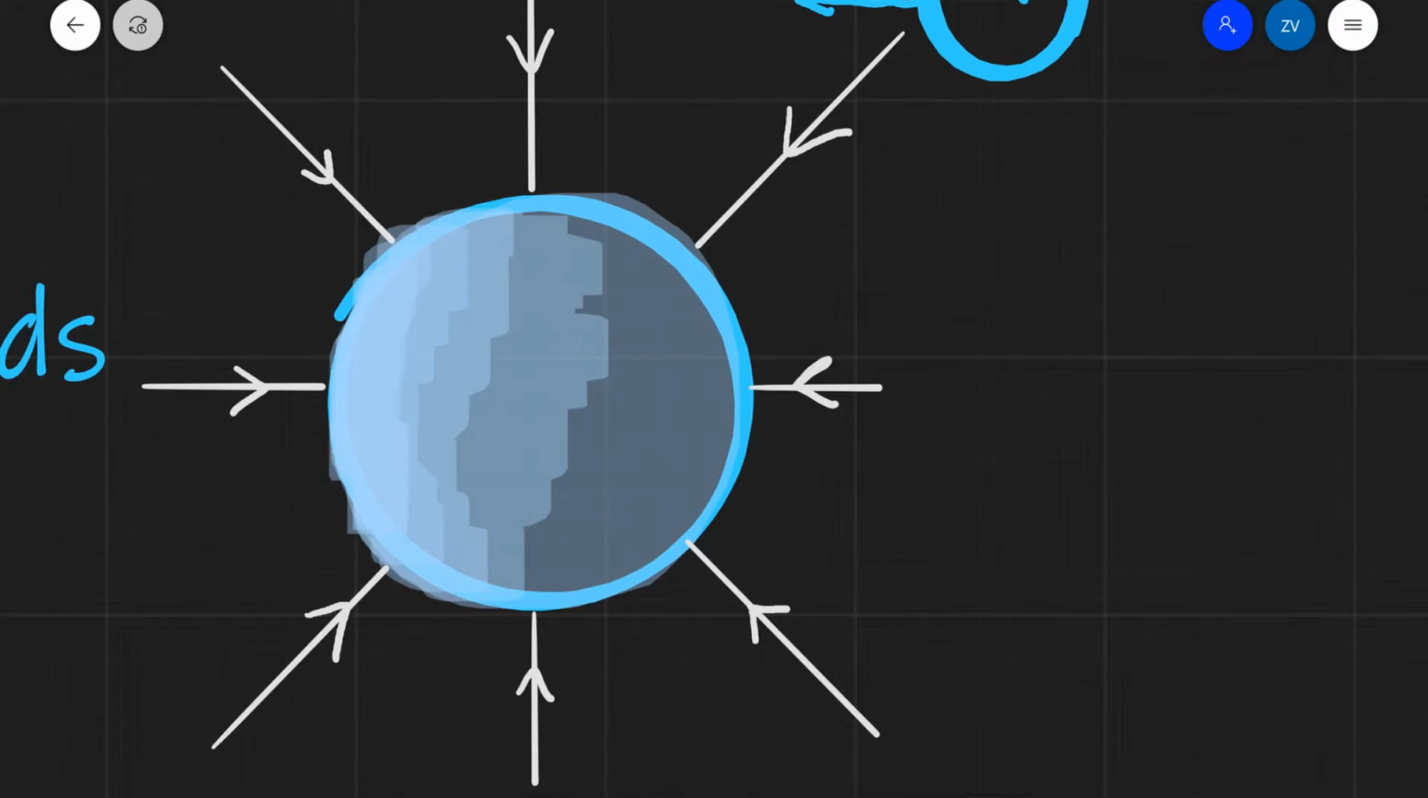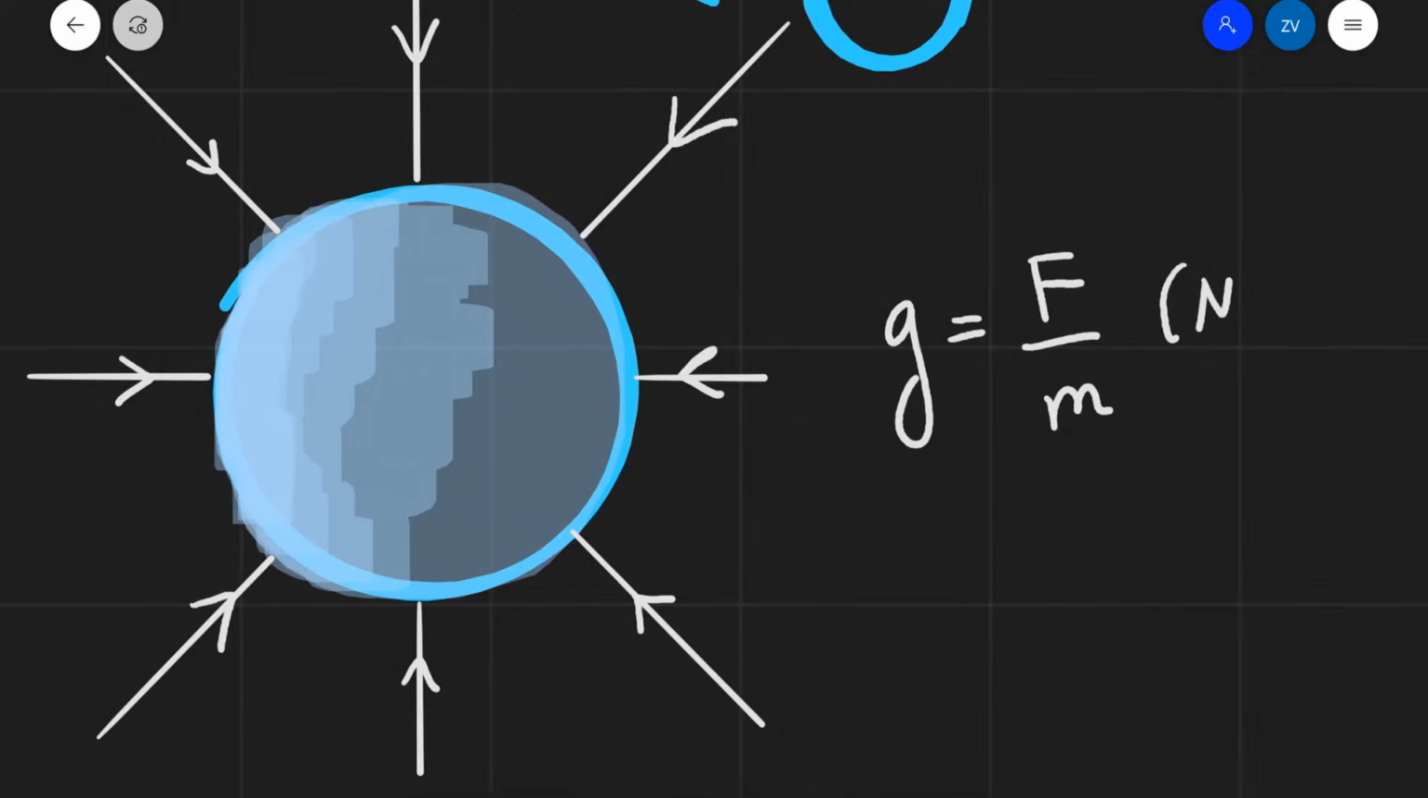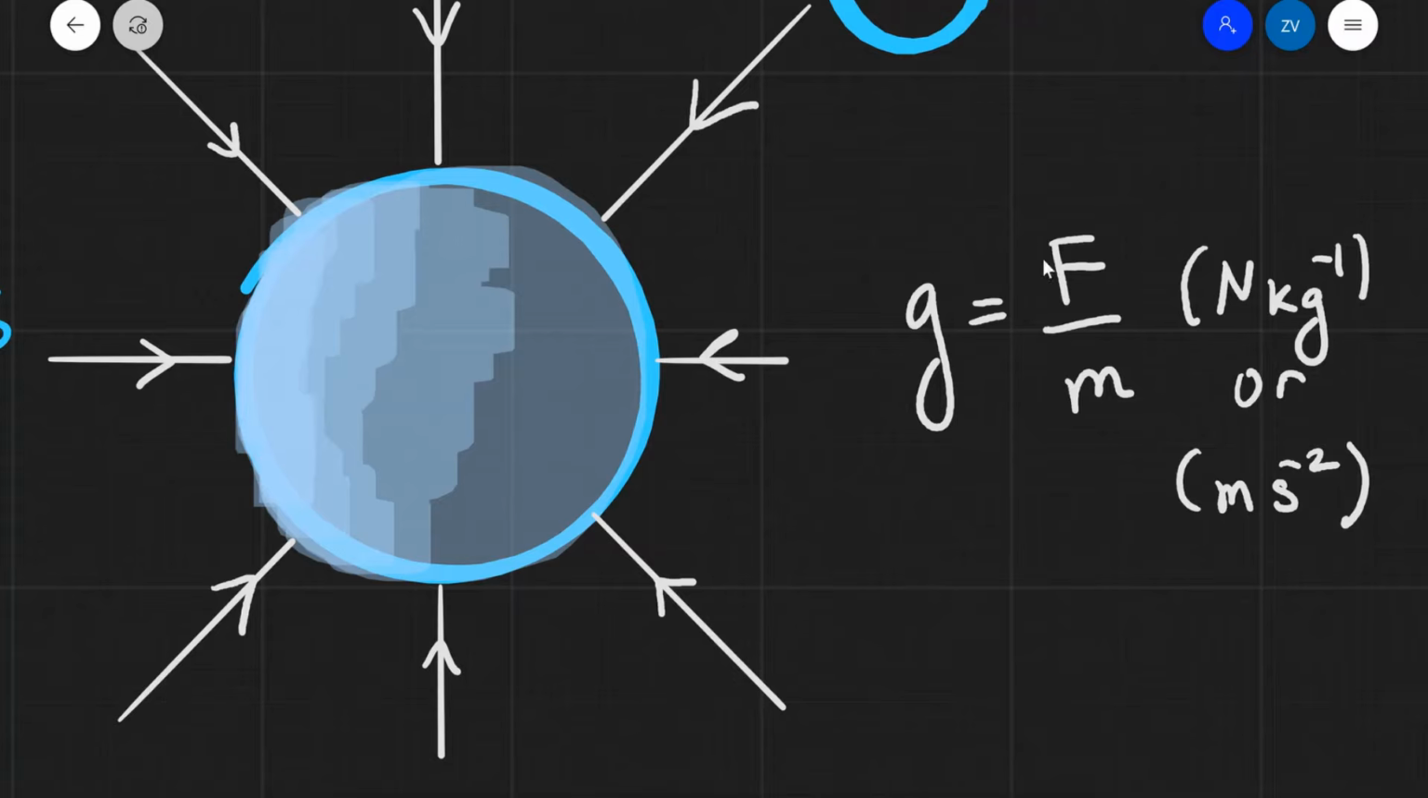Additionally, as we know, the formula for gravitational field strength is that g is equal to the gravitational force divided by the mass m. So we could measure this in newtons per kilogram, so N kg^-1. As you also know, we could also measure it in meters per second squared. Now let's look into more detail into the nature of this force F.